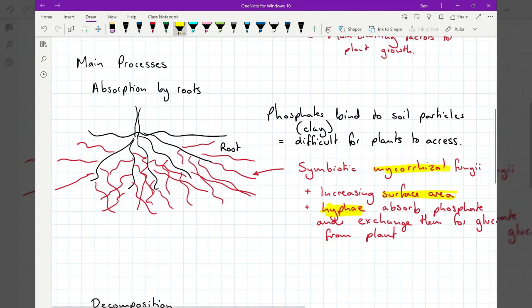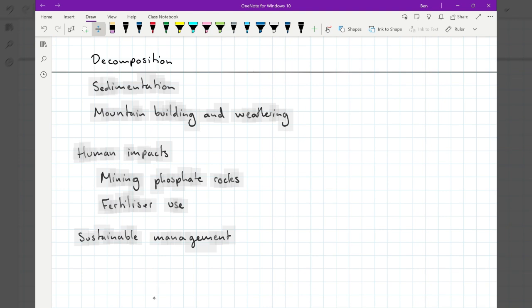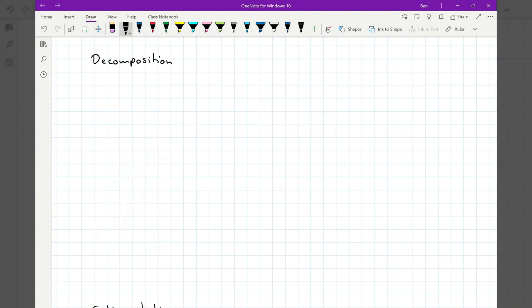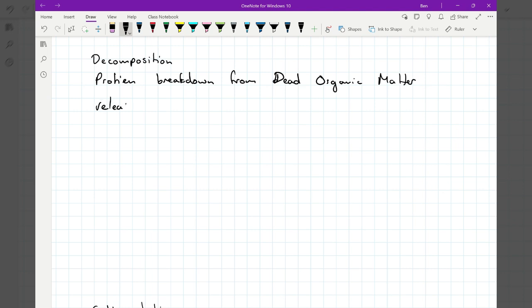Okay. Next one then, decomposition. So breakdown of proteins from dead organic matter releases phosphates by soil microbes and fungi. And this means it's more accessible to plants.